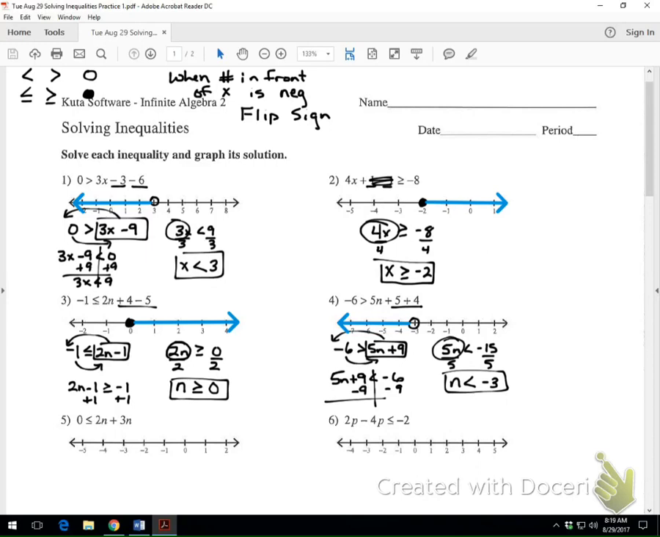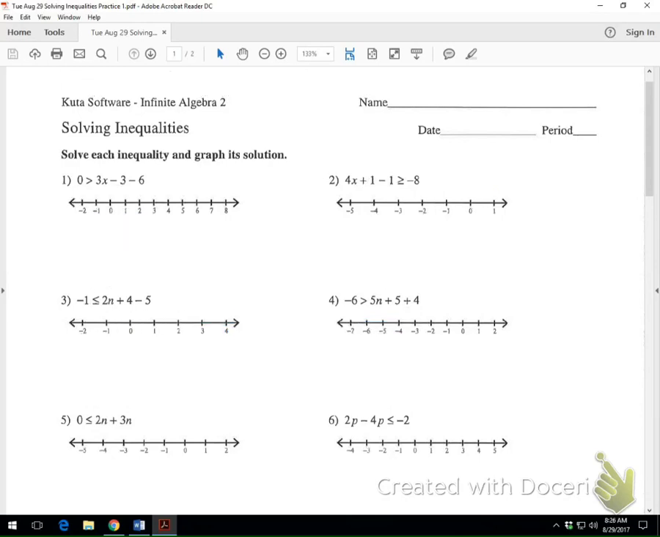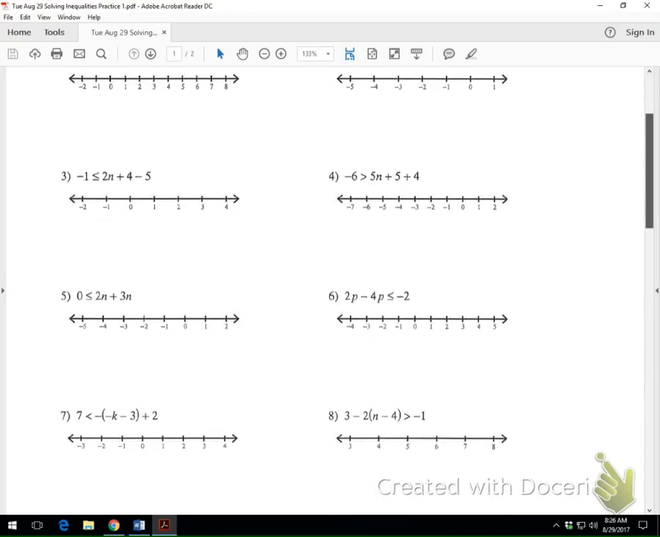Okay. So far so good. The most confusing part is doing the mirror image. That's the most confusing part, I think. Okay. Alright, let's go down to 5.